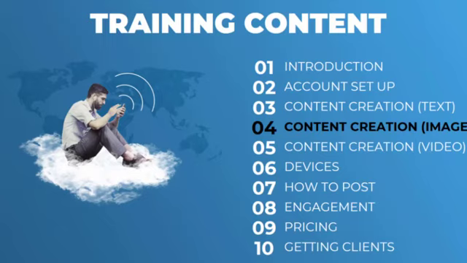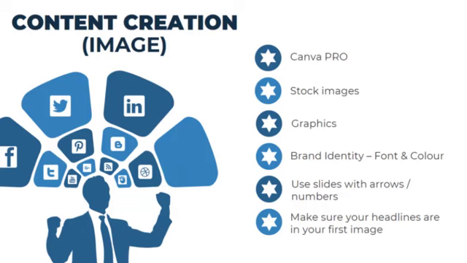So today, inshallah, I'm going to show you how to create image content for your social media management business. What you need is Canva Pro, so that you won't have any restriction using any of the assets on the Canva website. Also, we are going to be using stock images, the graphics, the brand identity of the company, and you're going to be using slides with arrows or numbers, things like that. And also, I'm going to show you how to make your headline the first image.